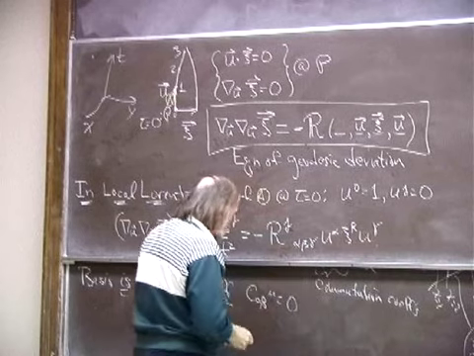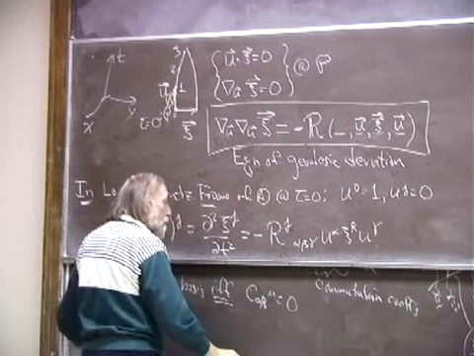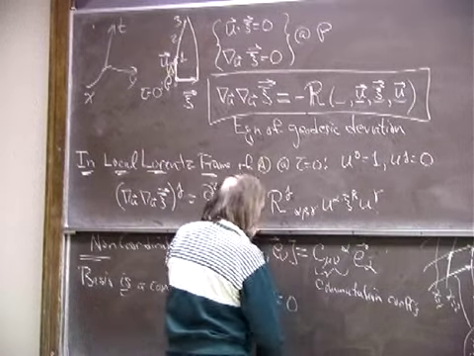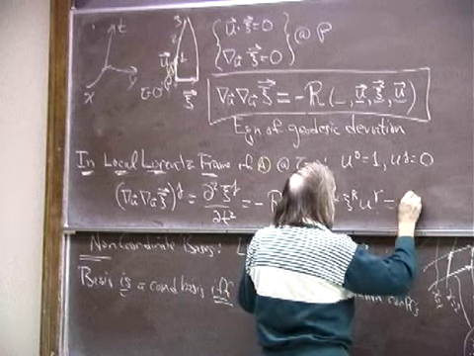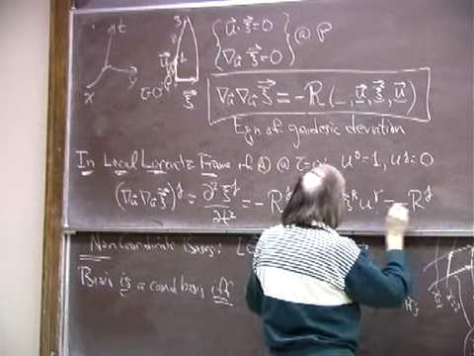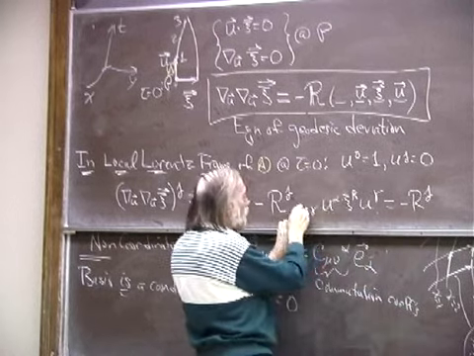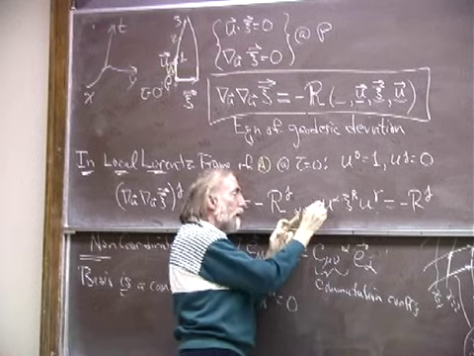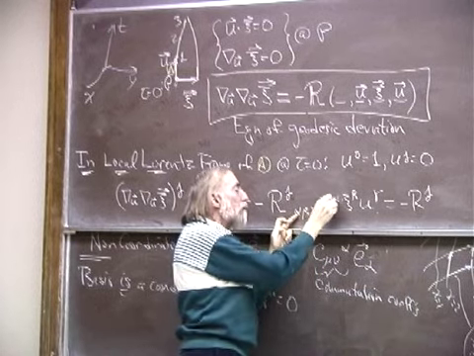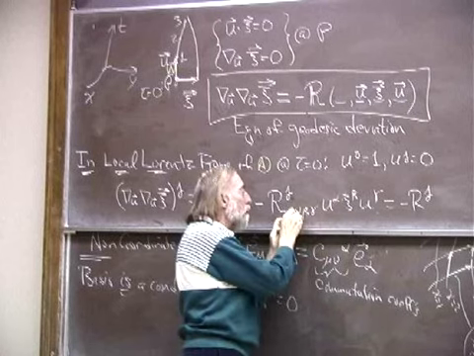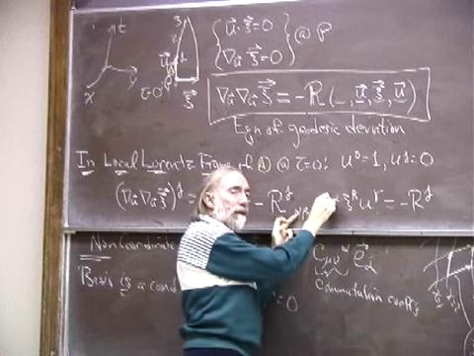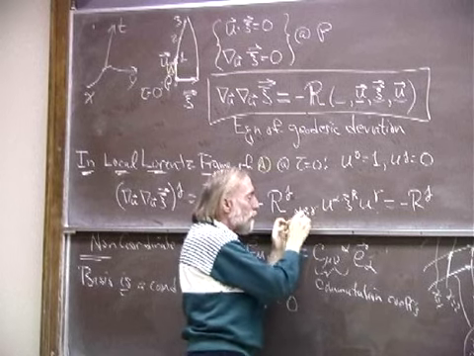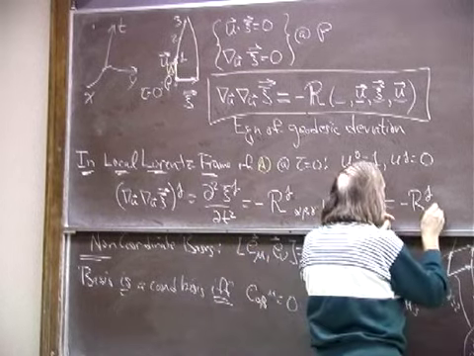But u points only in the time direction. And so this is minus R, j. This alpha has to be a 0 because u points only in the time direction. I'm summing over the alpha. Alpha equals 0, u0 is 1. Alpha equals x, ux is 0, and so that would give 0. Alpha y, uy is 0, and so forth. So this will be minus R, j, 0.